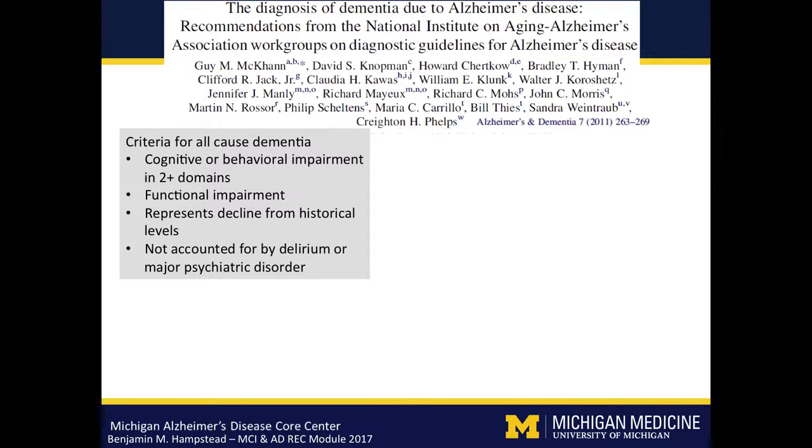In addition to the cognitive or behavioral impairment, individuals also have to show functional impairment. So they're not able to do well in their everyday life, whether it's at work, whether it's social situations, what have you. They're showing functional decline. This has to represent decline from a historic level for that individual. And it can't be accounted for by something like delirium or a major psychiatric disorder.